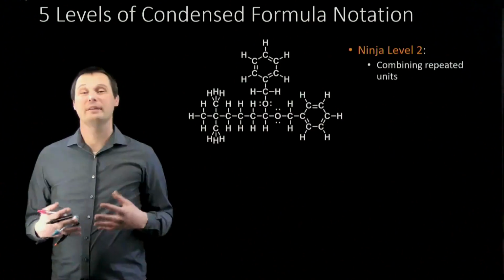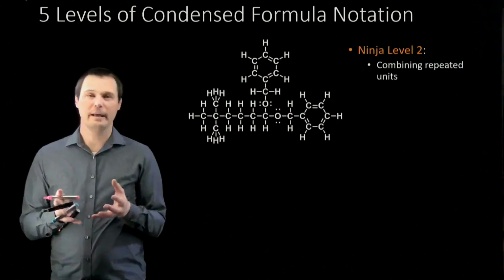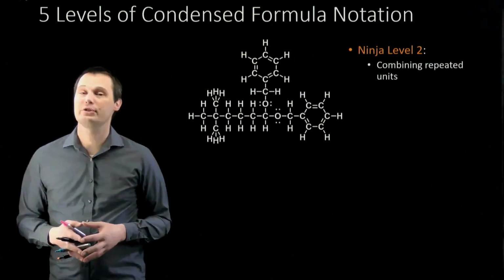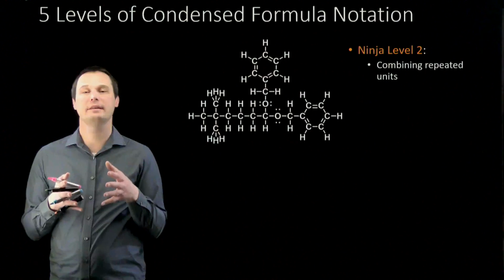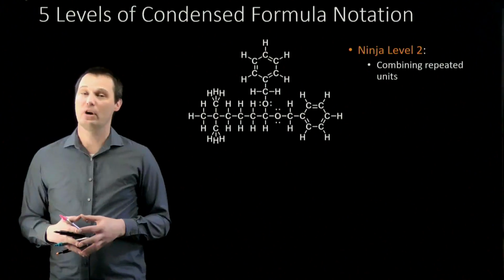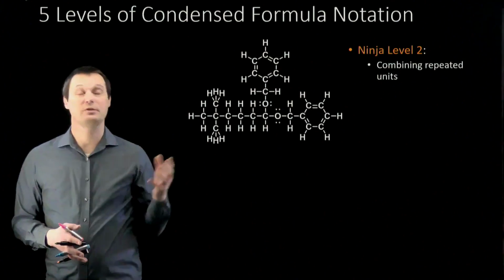The second level of condensed formula notation is combining like groups. In condensed formula notation, if we have repeated groups in a molecule, we combine them into one condensed formula so that it's not quite as long to draw out. We'll see several examples of that as we go through this example.